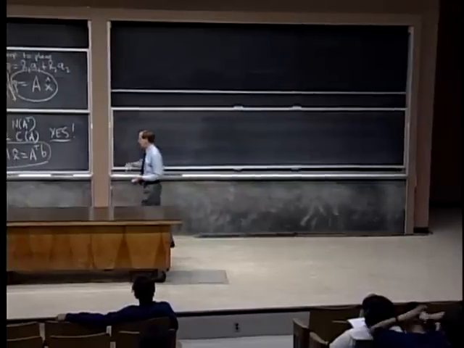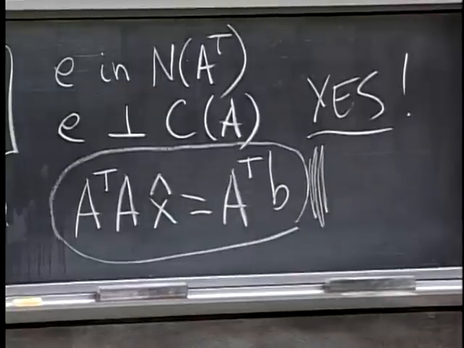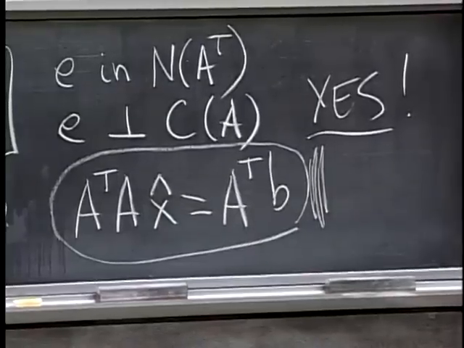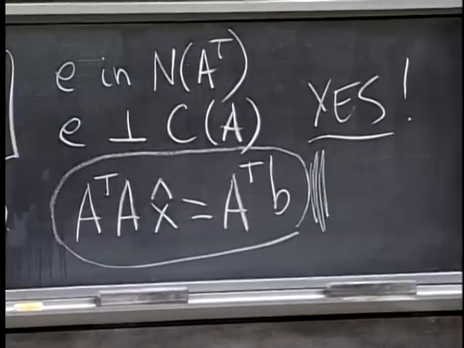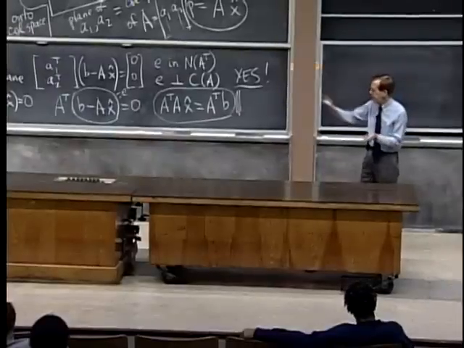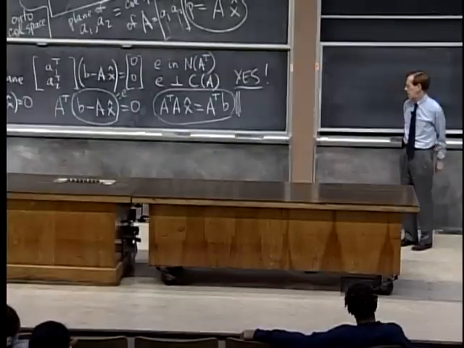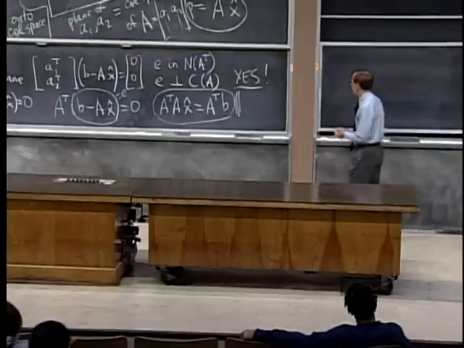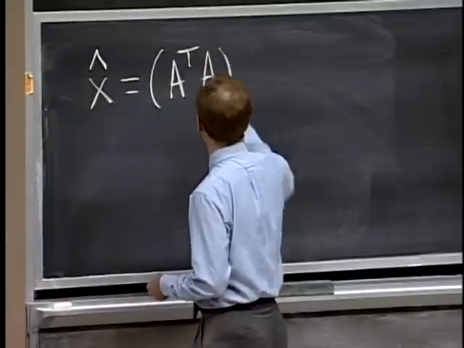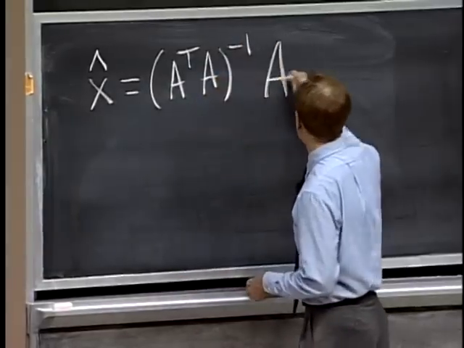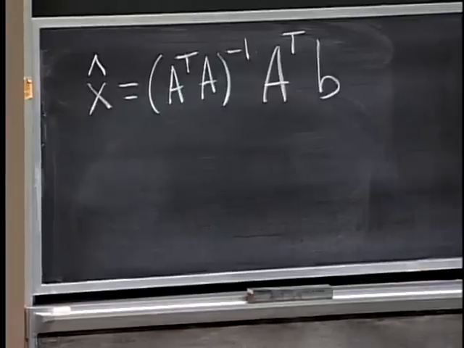Okay, can I move to the next board for the solution? This is the key equation. Now I'm ready for the formulas that we have to remember. What's x hat? What's the projection? What's the projection matrix? Those are my 3 questions that we answered in the 1D case, and now we're ready for the n-dimensional case. So what is x hat? Well, what can I say but (A transpose A) inverse A transpose B. That's the solution to our equation.